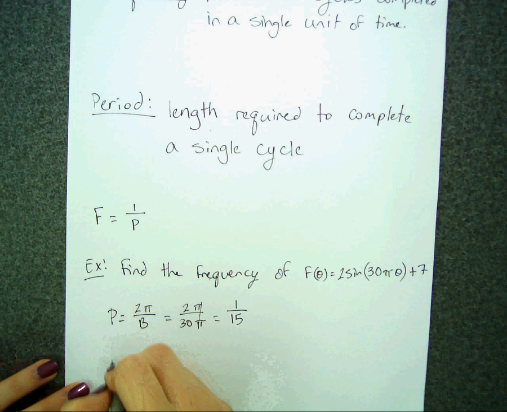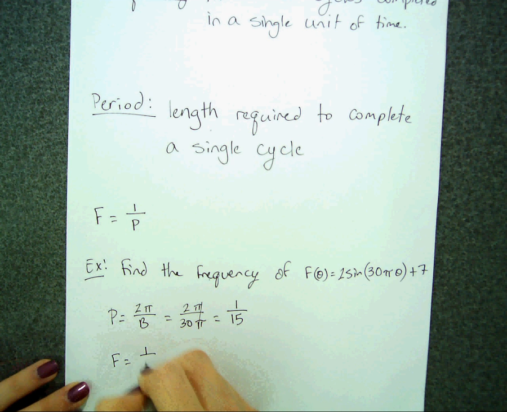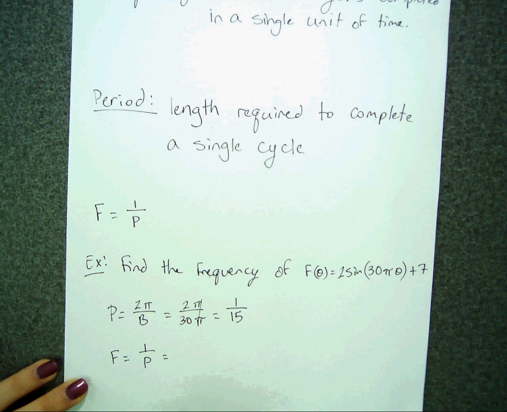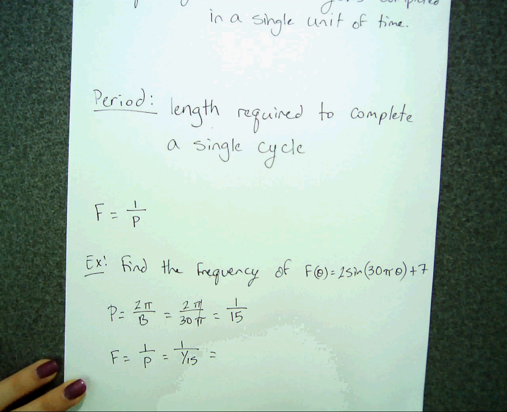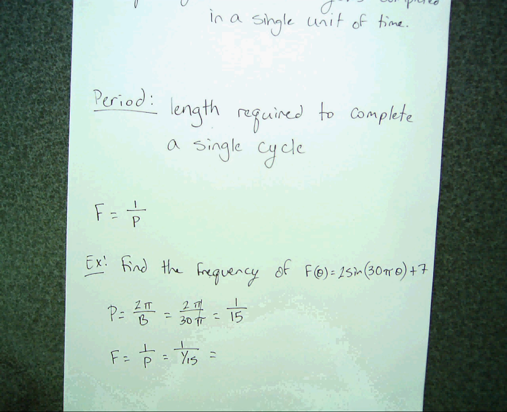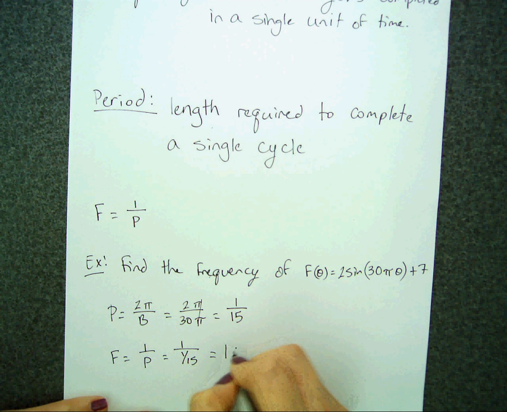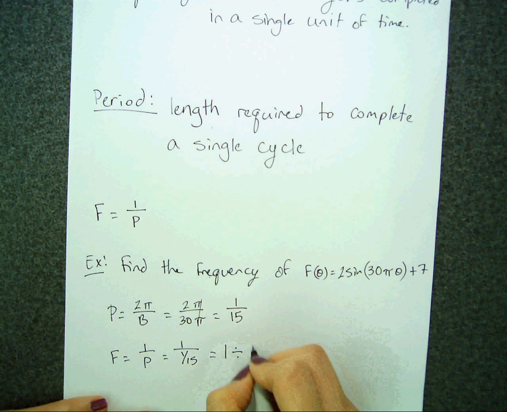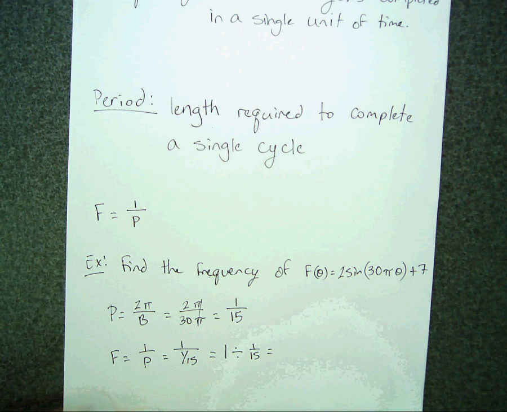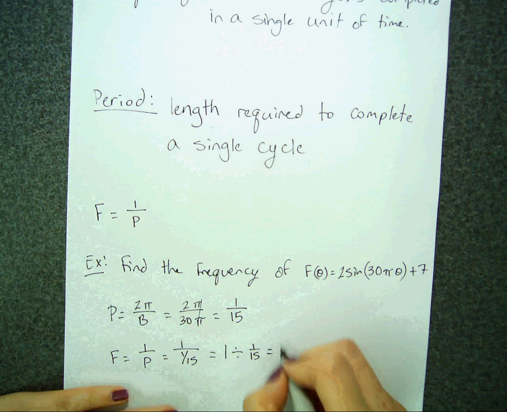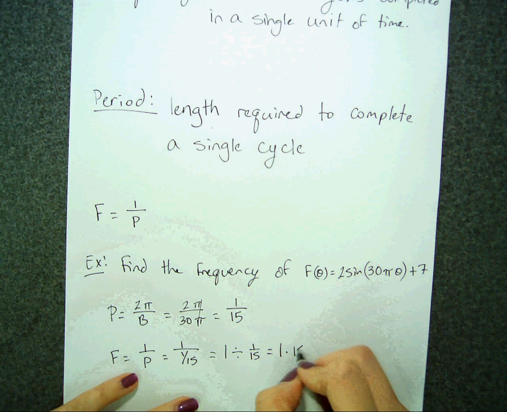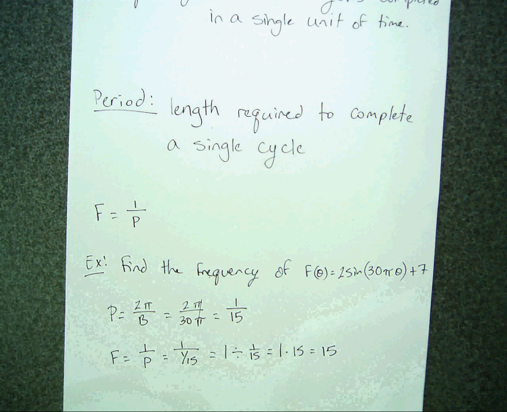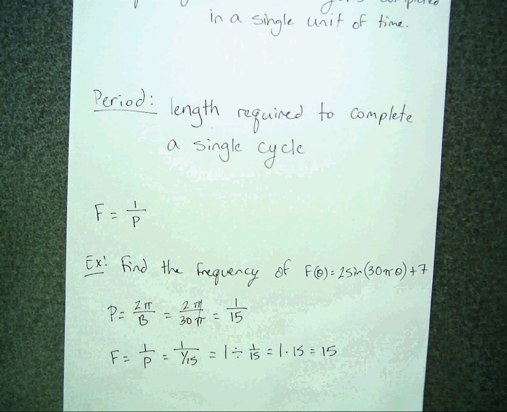So my frequency is 1 over the period. So that means 1 over 1 over 15. Remember, how do I divide fractions? Multiply by the reciprocal. Very good. So fancy. Multiply by the reciprocal. So I'm going to do 1 times the reciprocal of 1 over 15, which is 15. So I just get 15. So my frequency is 15.